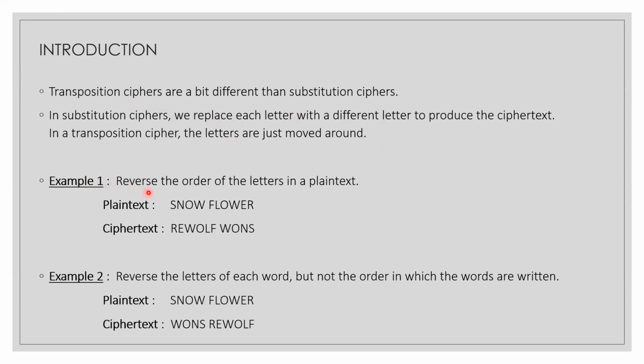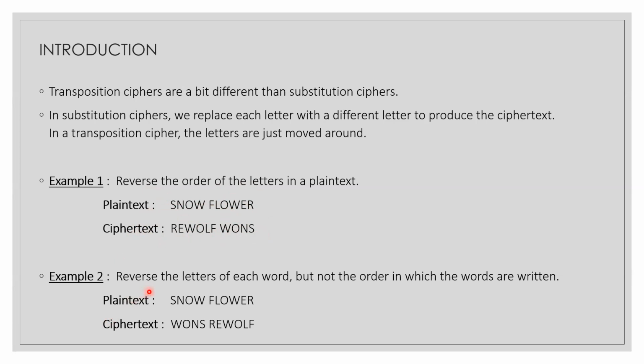The first example here is just reversing the order of the letters in the plain text. So here the plain text is say snowflower, and the ciphertext is this thing, reversed, like WONS. So here the order of the letters is reversed and the words are also reversed.